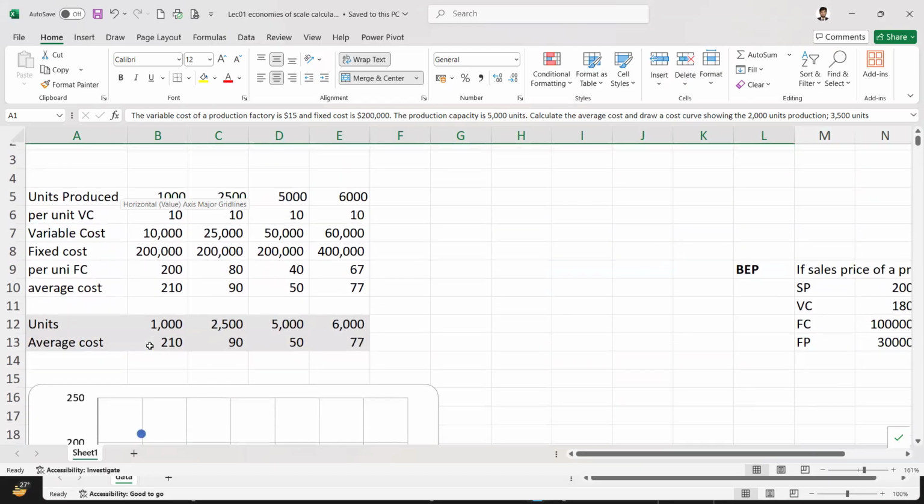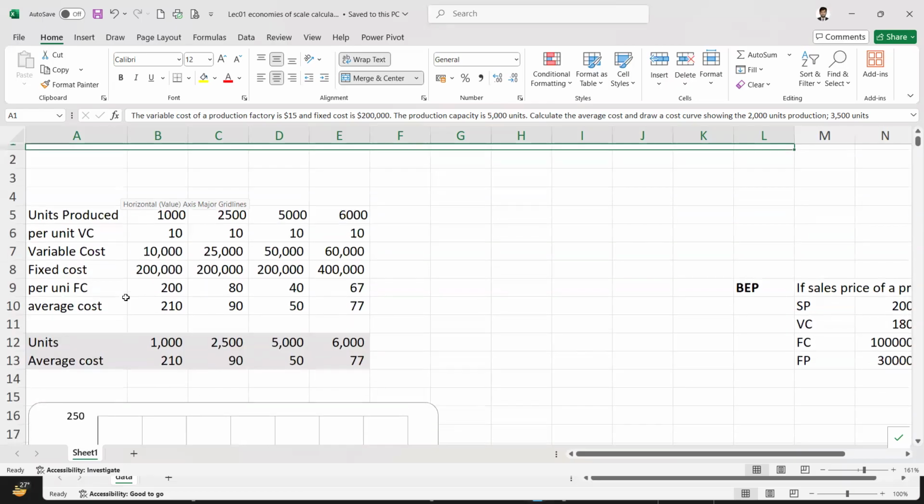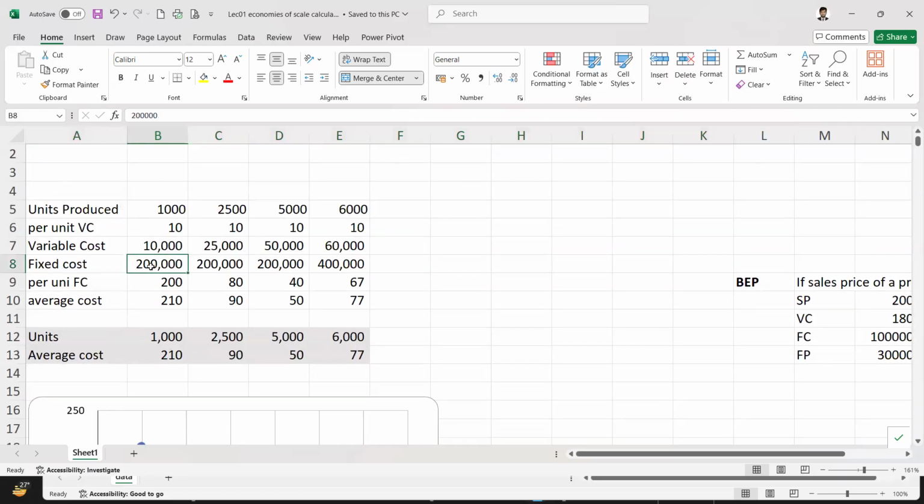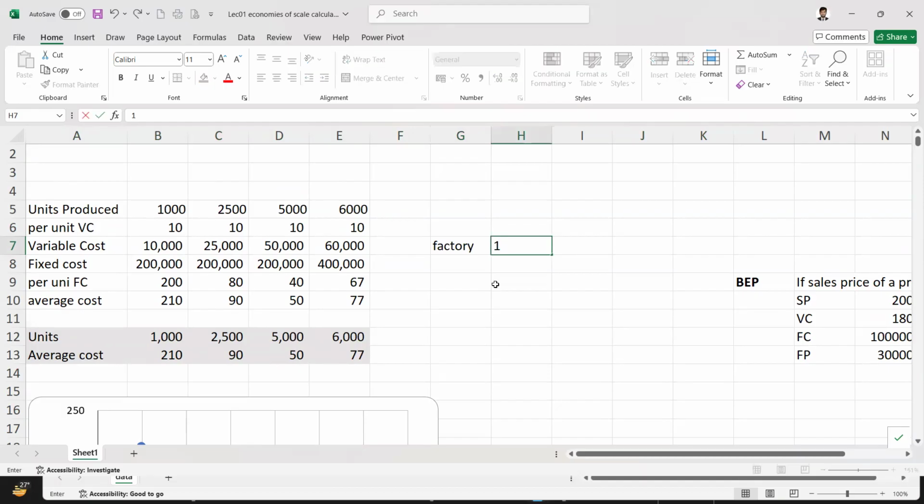So now, what is your fixed cost? You know what is fixed cost? Say for an example, you are the production manager of the factory. The rental of the factory is 200,000. What is the rental of the factory? 200,000. Are you with me?